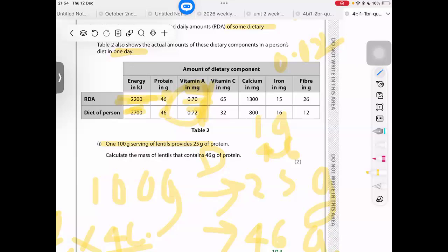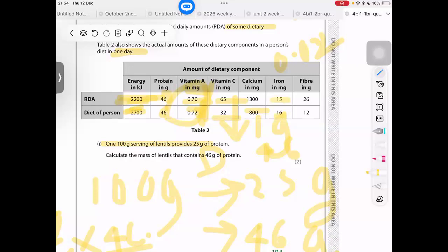And 65 milligrams in vitamin C, 32, so the vitamin C levels are less, and it would lead to scurvy, right? Because the deficiency of vitamin C leads to scurvy. And the calcium levels of that person are also less. So if that person is taking calcium like this for a certain amount of days, that will lead to osteoarthritis or what? Or rickets. If that is a child, it will lead to rickets.